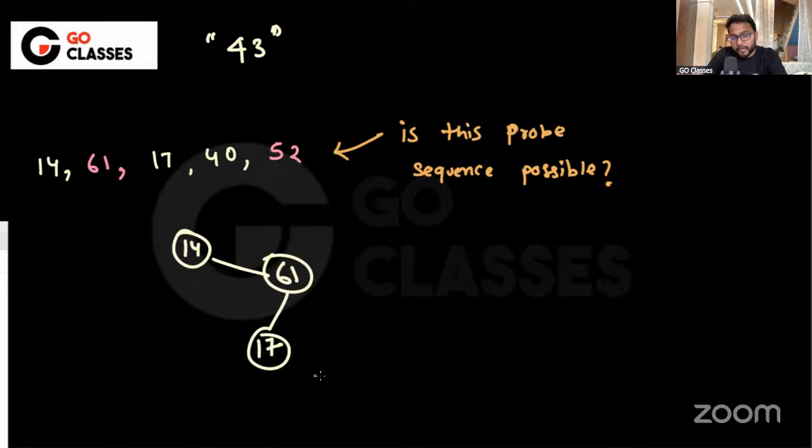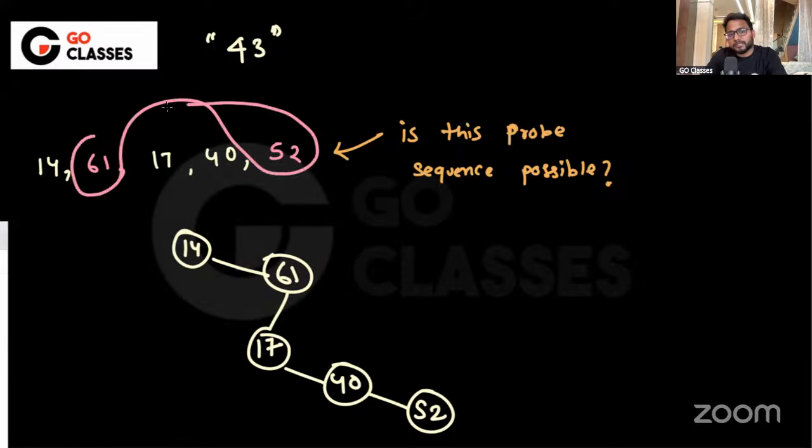Then you will go to the right. On the right, 40 is definitely possible. And from 40 you will go to the right again, because you are searching for 43, and then on the right 52 is definitely possible, right? So basically, this sequence is possible. One other way to check is that whatever numbers are greater than 43 should be in the decreasing order.